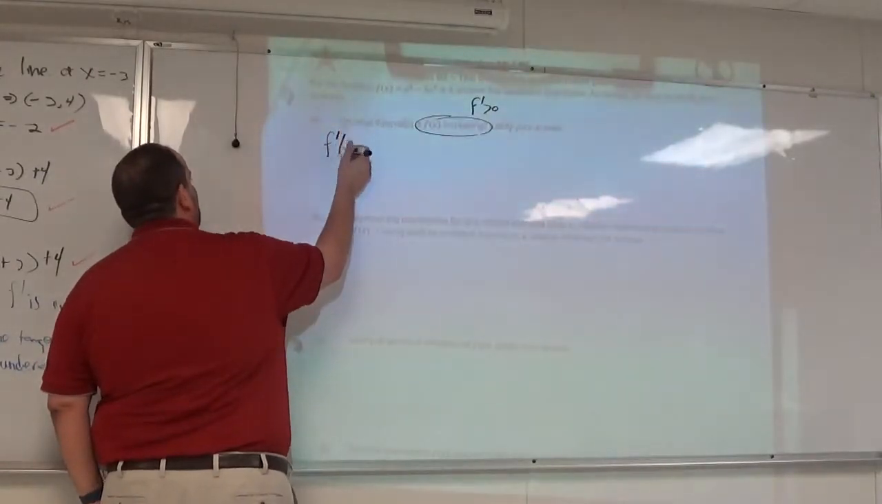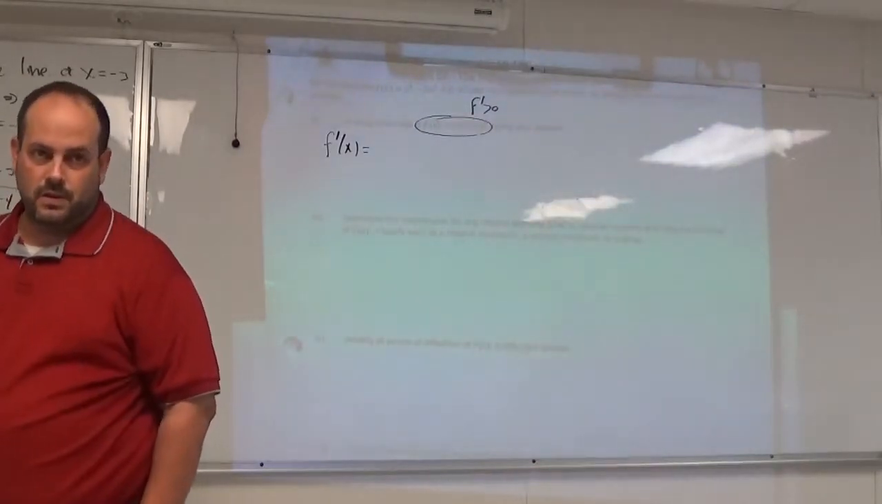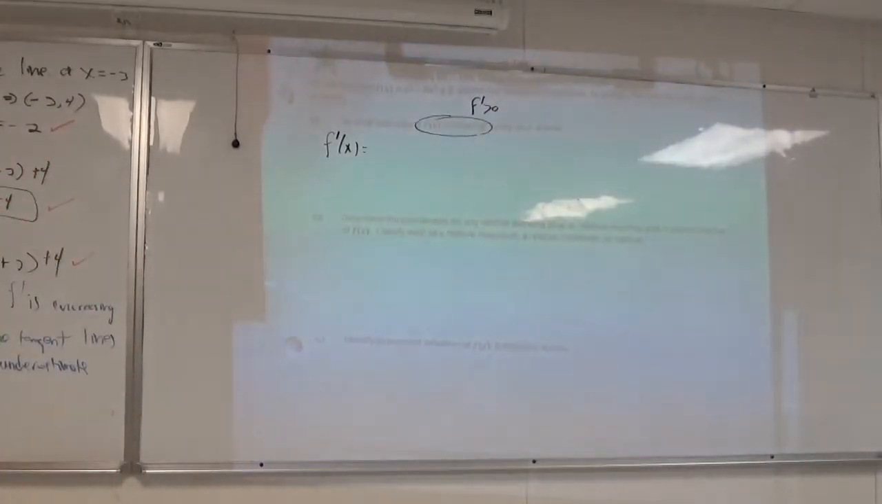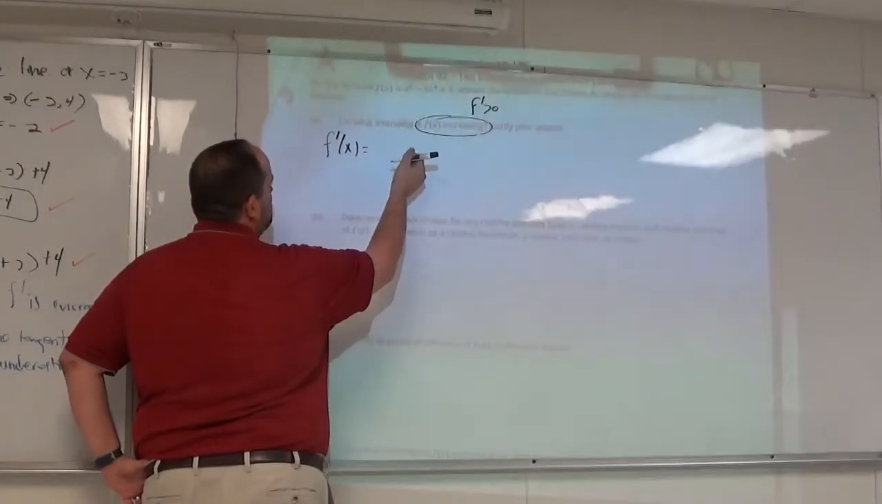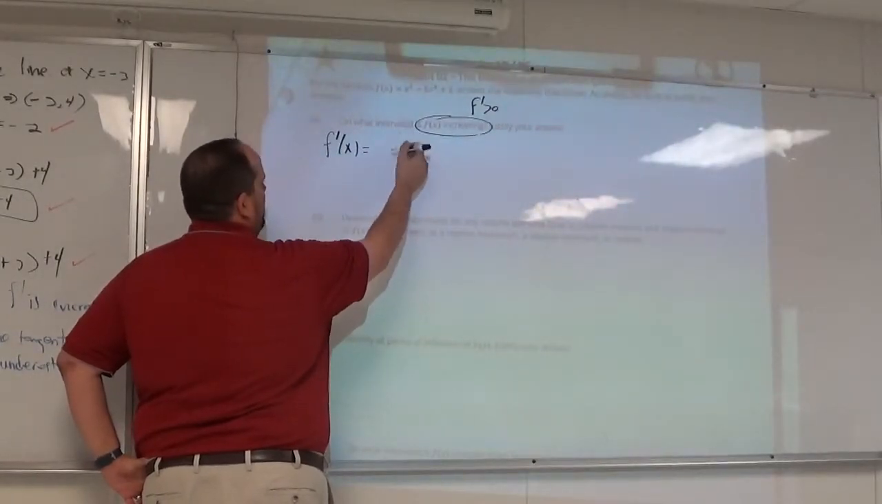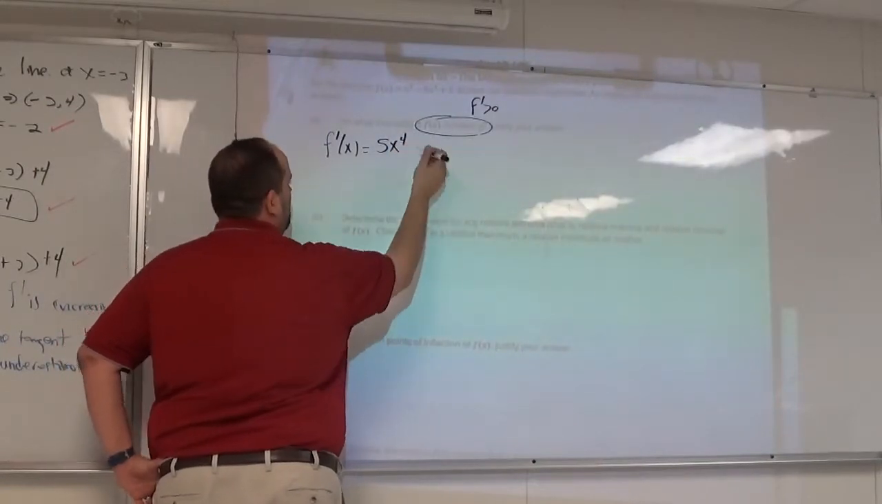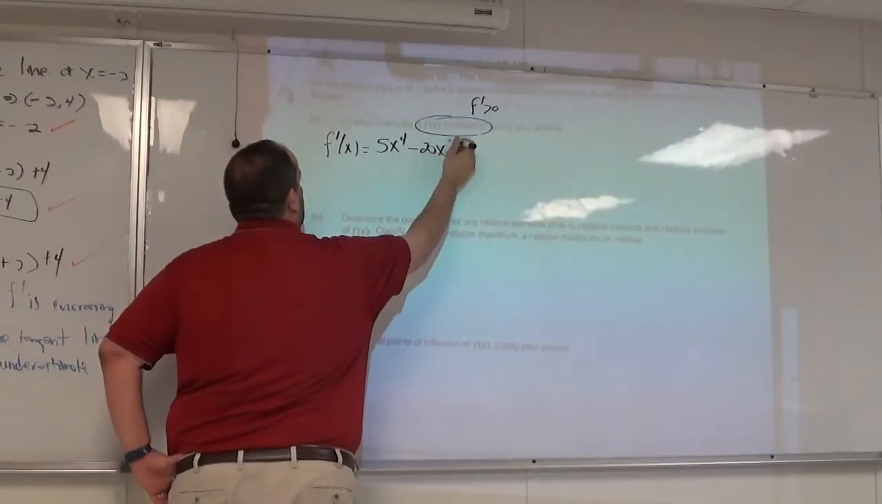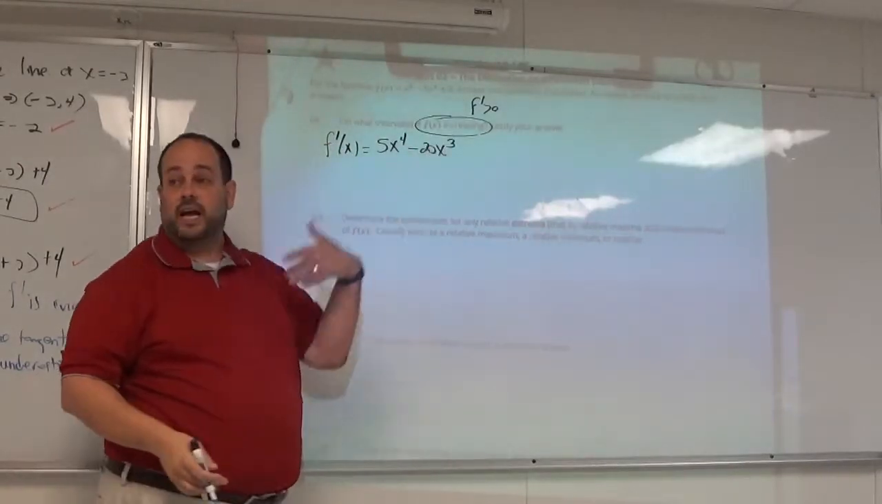I would hope that everybody can tell me what f prime is. That's like a 3-second question at this point. Oh, it's going to be 5. Okay, so 5 and 3, minus 2, and 1. What do we got? 5x to the power 4 minus 20x to the power cubed. Okay, and what about that 2? It's a constant. Derivative of a constant is going to be 0.